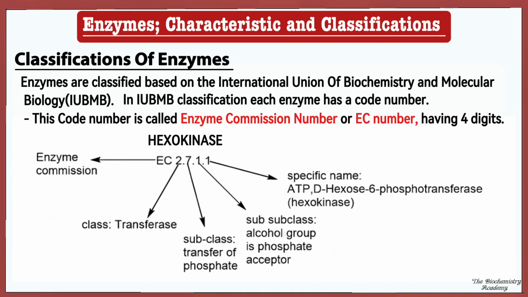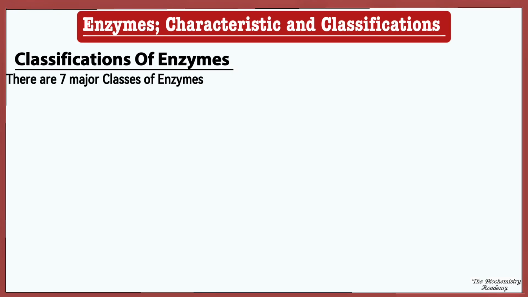The EC number of hexokinase is 2.7.1.1. Now, the first digit represents the class, and in this case, it is the second class, which is class 2, transferase. Then the second digit represents a subclass, and there are 7 subclasses, but for hexokinase, it is in the 7th subclass, which is phosphotransferase. The third digit represents the first subclass, where an alcoholic group is the recipient of the phosphate group, and the fourth digit represents the individual enzyme or the first enzyme, and in this case, it is hexose phosphotransferase.